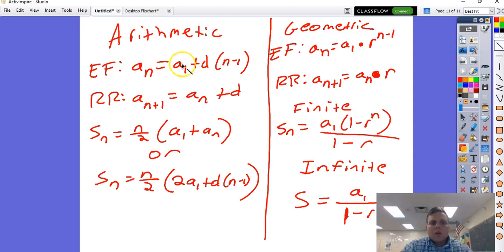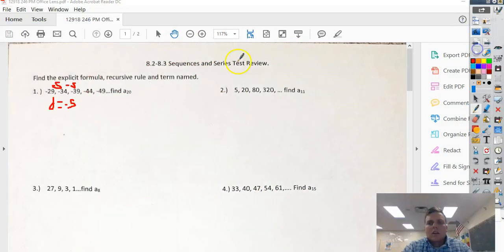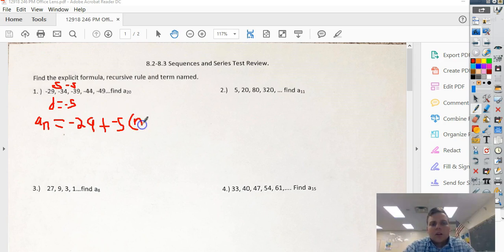Anyway, the explicit formula for arithmetic is a sub n is equal to the first term plus the common difference times n minus 1. So the a sub n for this problem, and I'm going to have to write big because I'm not very good at writing on my computer, so I'll be erasing stuff, so y'all might want to be aware of that. It is the first term, which is negative 29, plus the common difference, which is negative 5, times n minus 1.